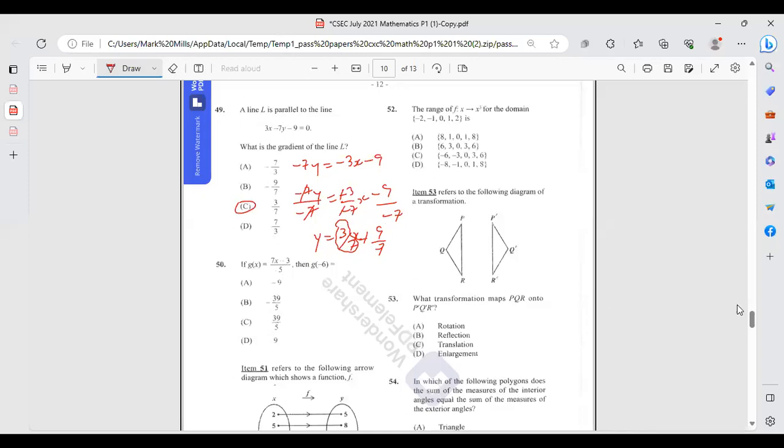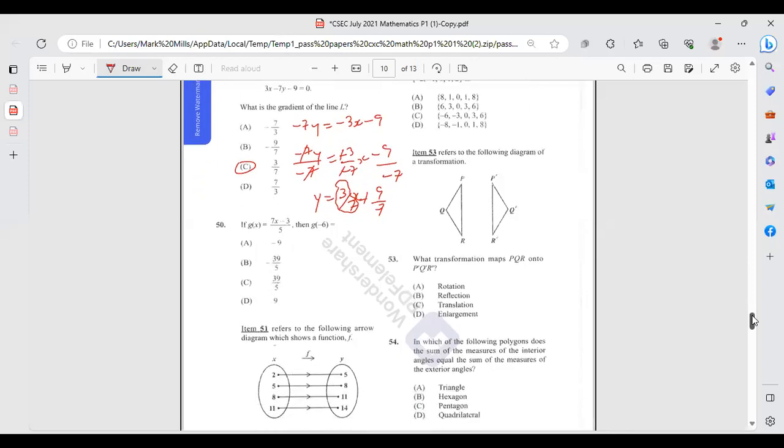50. D x is 7x minus 2 over 5, right? So it'd be 7 bracket negative 6 minus 3 over 5. Negative 7 times 6, what do I get? Negative 42. So negative 42 minus 3 over 5. Right. So work it out. What do we get?